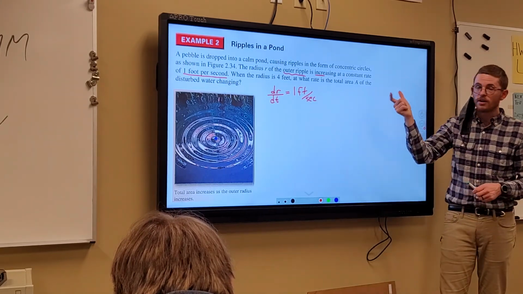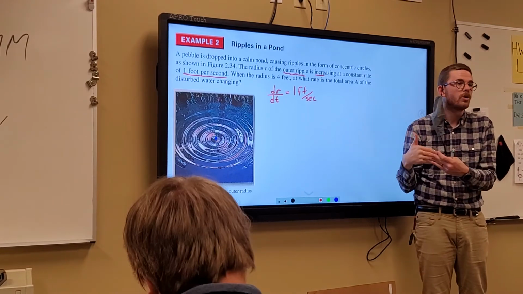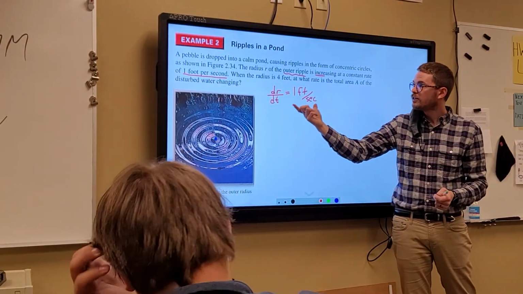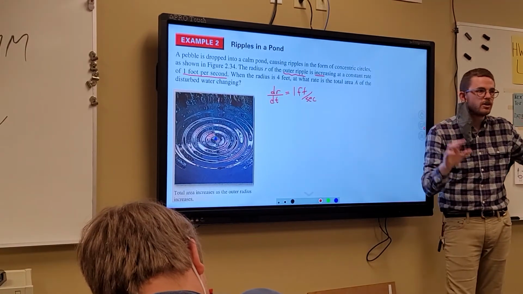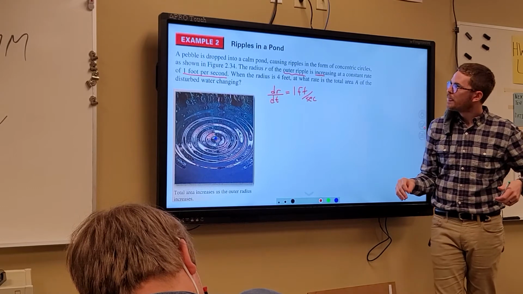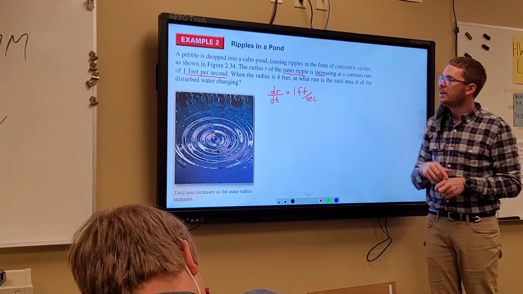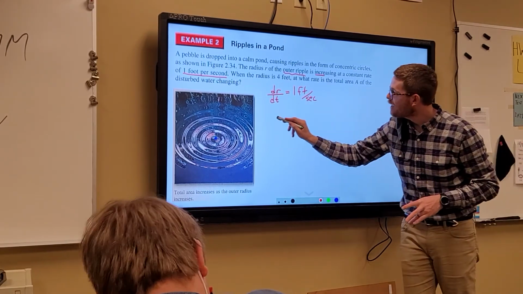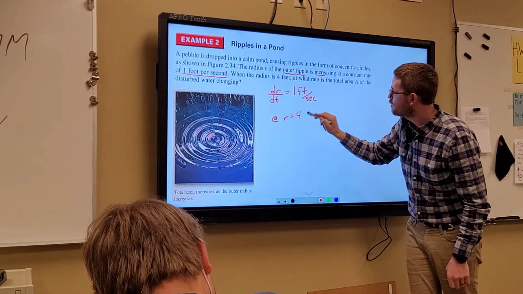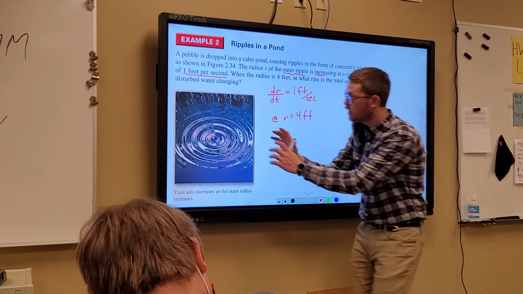So again, there is how they can give us words, and we're going to want to translate it into notation. Clearly, reading this and using this is going to be easier than trying to keep up with those words. So I would write it down. It says when the radius is 4 feet, so that's how I write it down, at r equals 4 feet, at that moment.